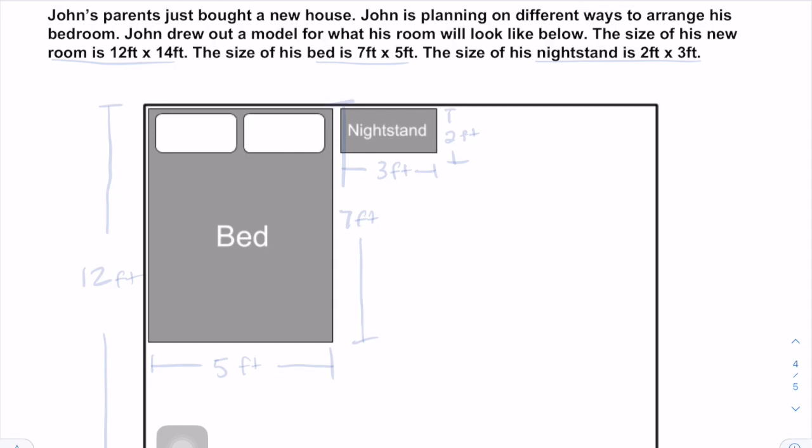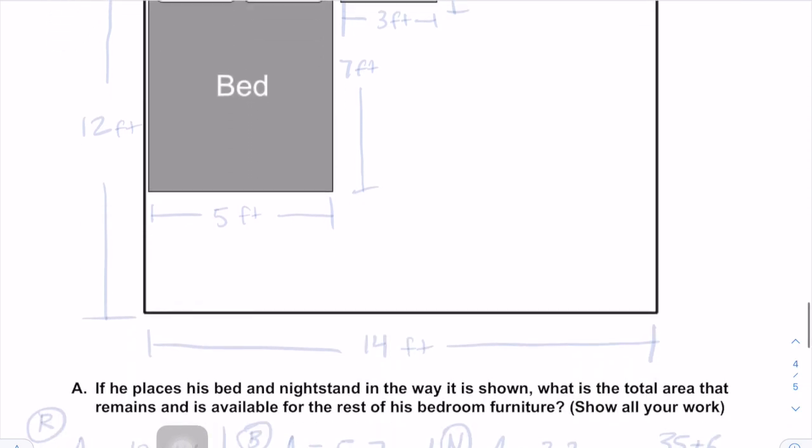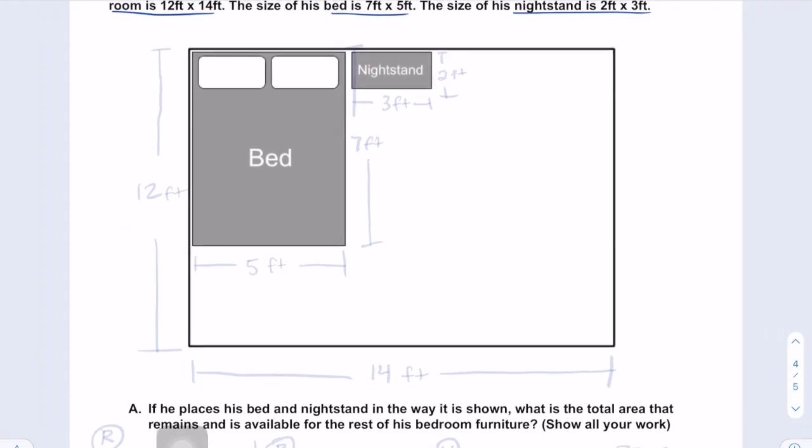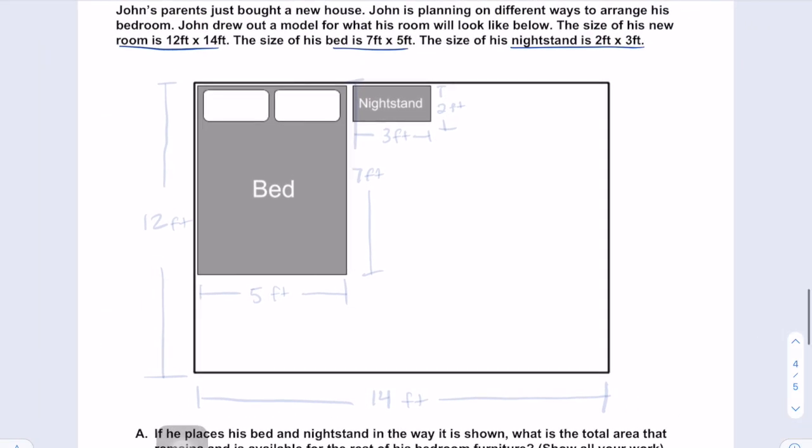So the first step is to identify the information that's given. And I know that the important information is all going to be right here. Nightstand is 2 times 3. The bed is 7 times 5. And the room is 12 by 14. So taking a look at question A, it says if he places his bed and nightstand in the way that it is shown, what is the total area that remains and is available for the rest of his bedroom furniture?